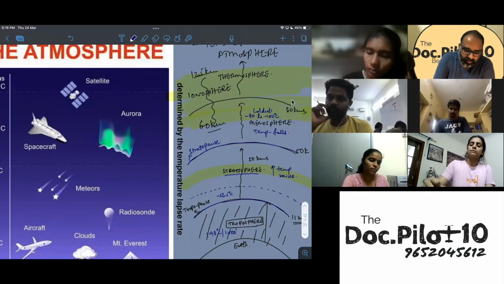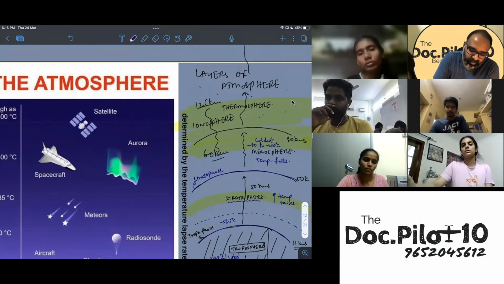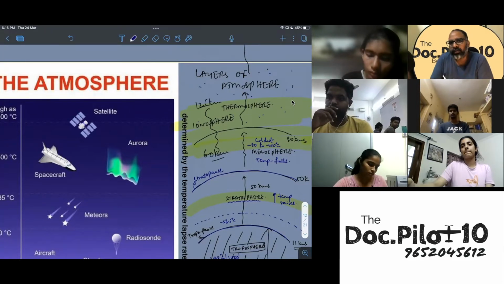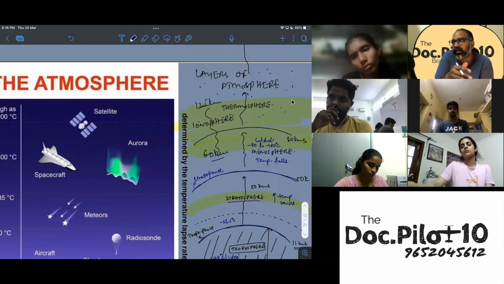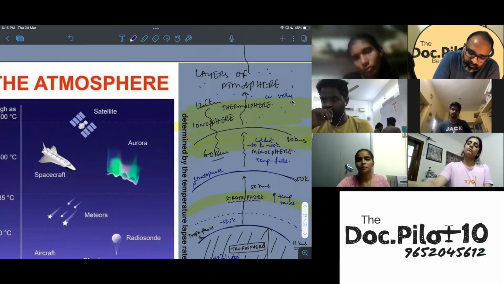Now, because of the thermosphere layer, in the thermosphere the atoms are very hot. I don't know the exact reason. Probably they are closest to the sun. That's why the atoms are hot. So it is the hottest layer. Every atom is at a very high temperature.